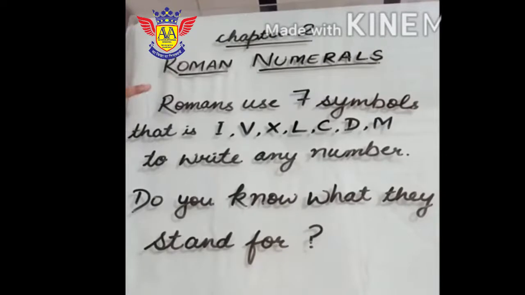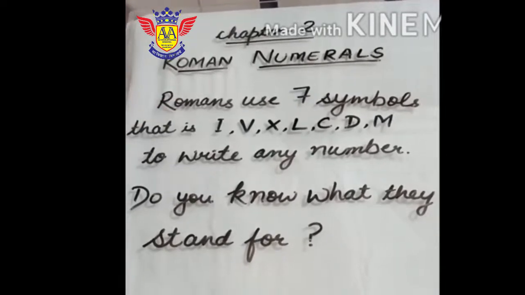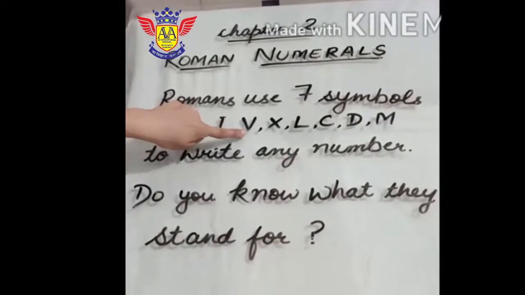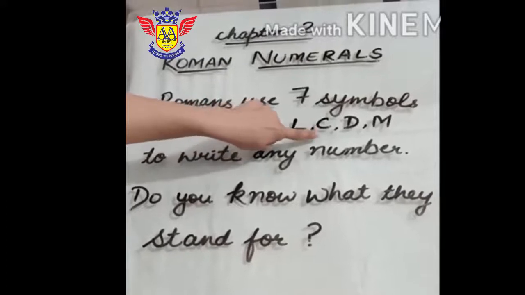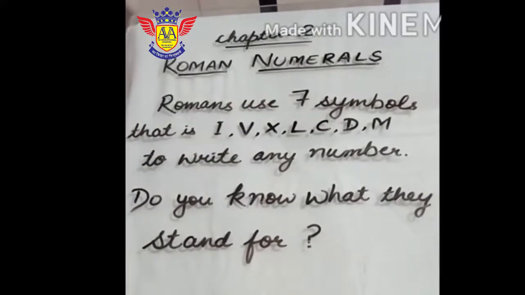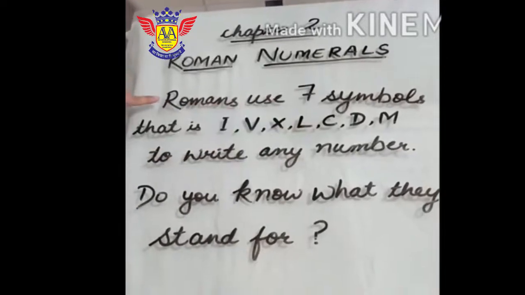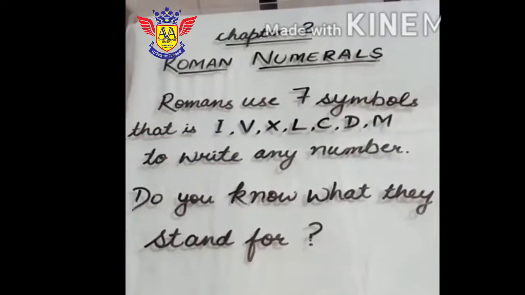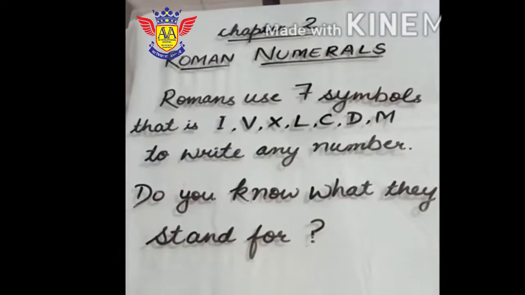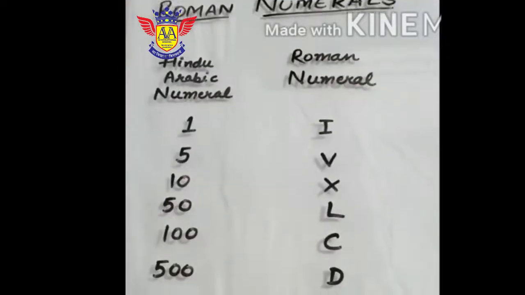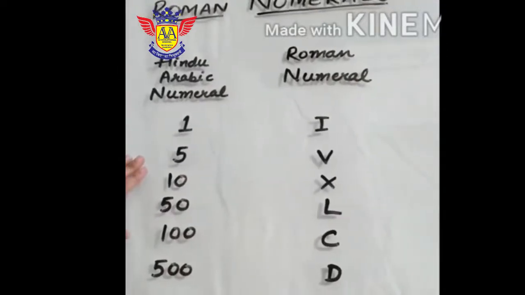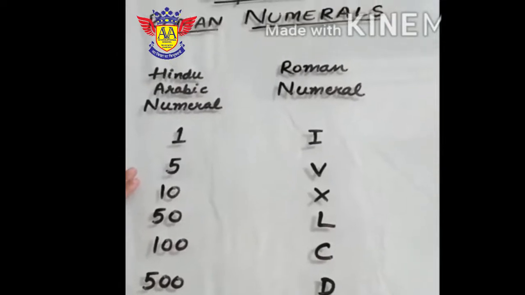Do you know? Romans used 7 symbols, that is I, V, X, L, C, D and M to write any number. These are the 7 symbols which are used by Romans to write any number. Do you know what these numbers stand for? Now we will discuss what each symbol stands for.